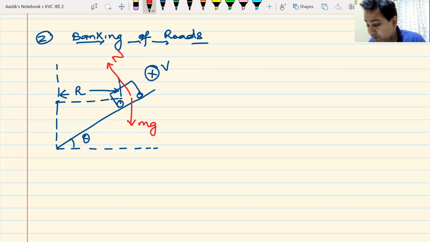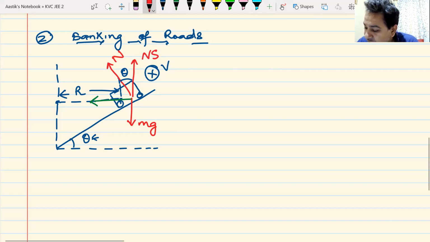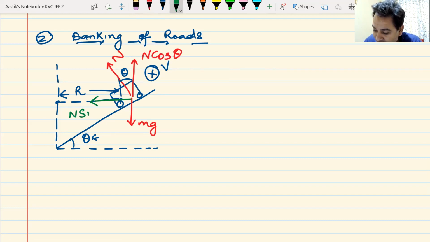Now I can resolve this normal reaction into two components. One is here and the other one is here. Can you tell me which one is the red one and which one is the green one? I leave it to you to understand this. If this angle is theta, this angle will also turn out to be theta, and hence this component becomes N cos theta, and the green component N sin theta.